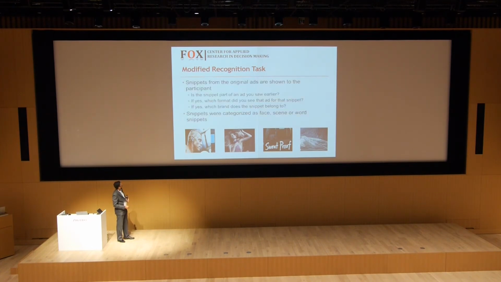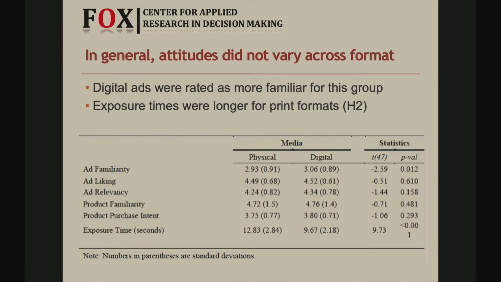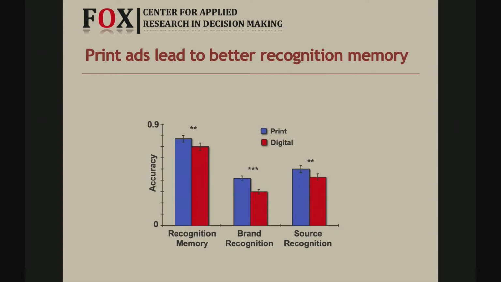Okay, so that's what we did, and what we find now, again, this is attitudes. Again, very similar to the previous study, but now some of the things are becoming more significant, where most of these attitudes seem to favor digital over print in general, right? But what about the memory difference? The key finding is here. Now, when we made the task harder, we do see a nice significant difference in terms of just recognition memory, where people recognize the snippets more accurately for print ads than digital ads.